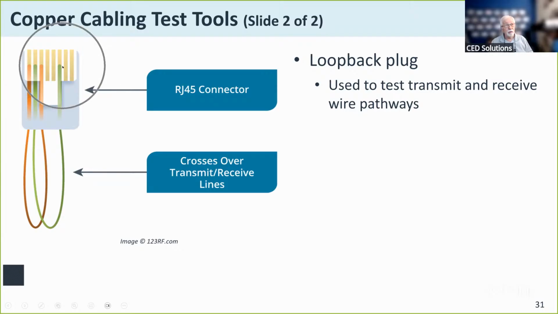This is called a loopback plug. Notice the orange and green wires. That's the transmit and receive crossover there. You can build these for about 25 cents.